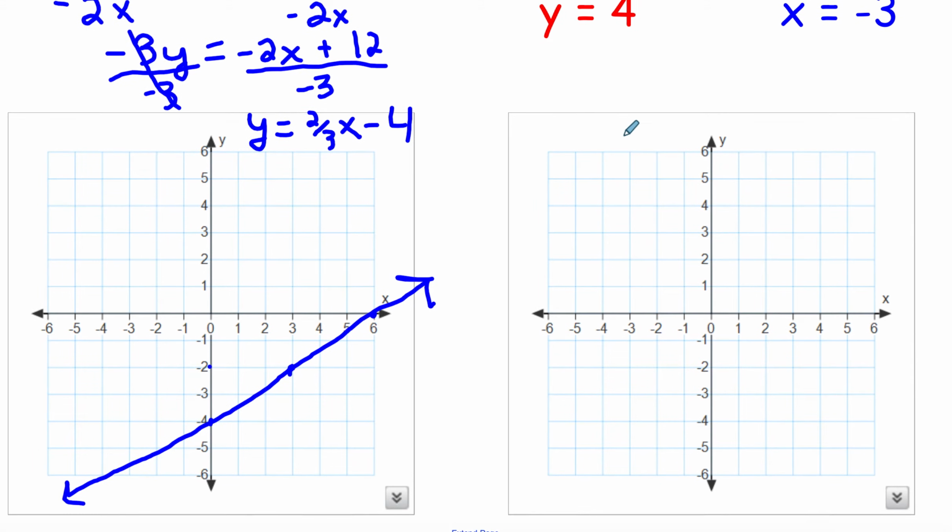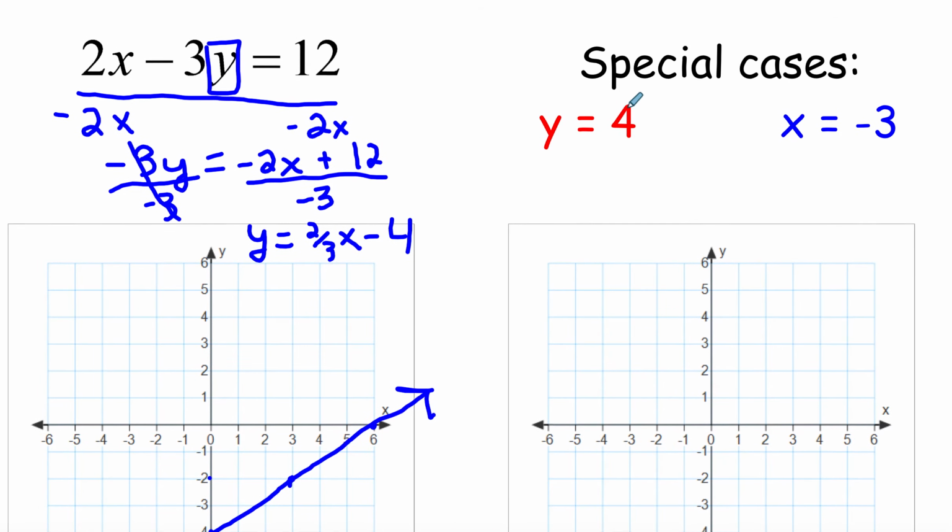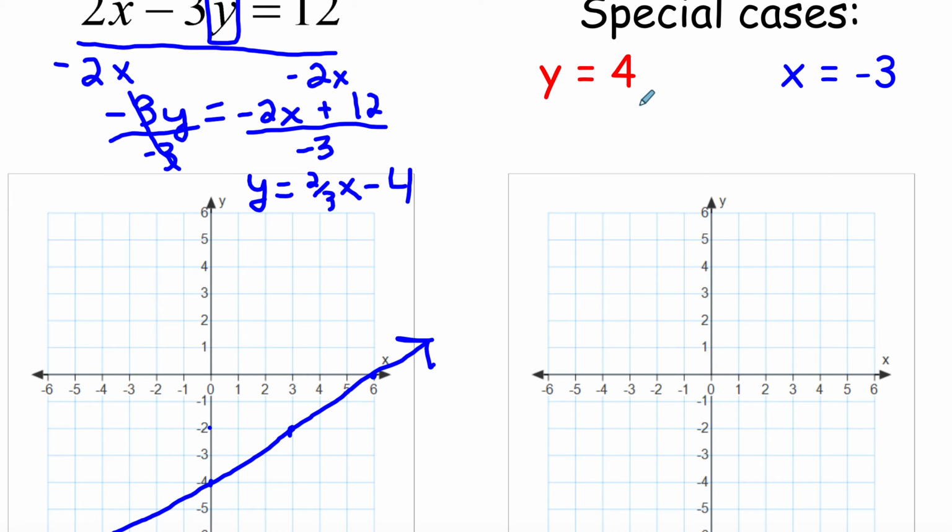Okay? And then we need to talk about a couple of special cases. What about these types of lines where y equals 4 and where x equals negative 3? What this is saying is I want to draw a line where every point on the line has y equals 4. Okay, so I'm going to go where y equals 4, and I have a lot of students that often get this wrong.